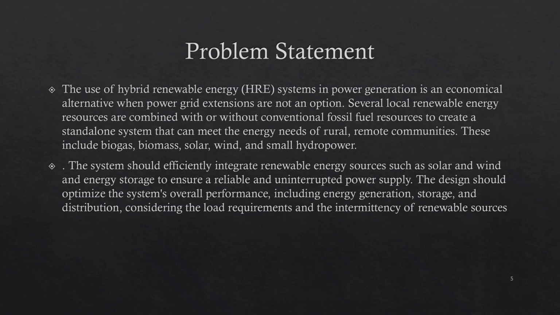From the problem statement of this project, we notice this project is specifically designed for off-grid communities, whereby the use of power grids is not an option because they don't have access to the grid. Thereby, this particular system is designed to integrate renewable energy sources like solar, wind energy, and the storage system as well to ensure reliable and uninterrupted power supply. The design should optimize the overall system performance, including energy generation, storage, and distribution, considering the load requirements and the intermittency of renewable resources.